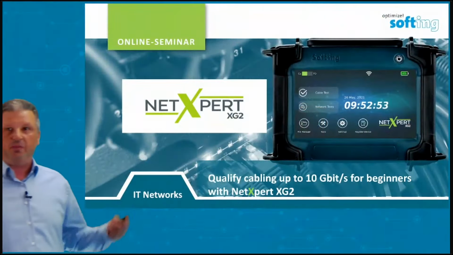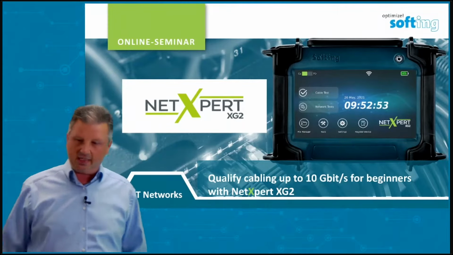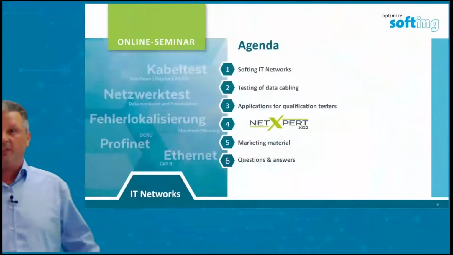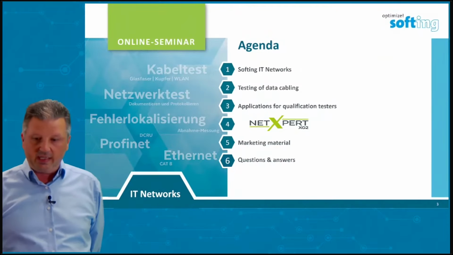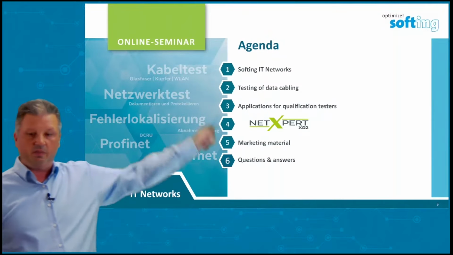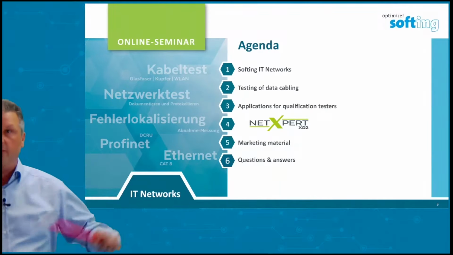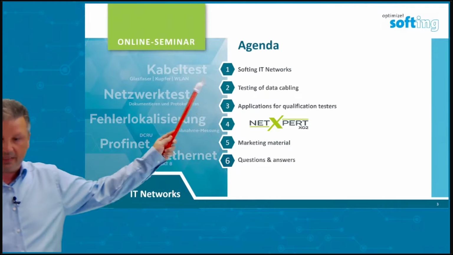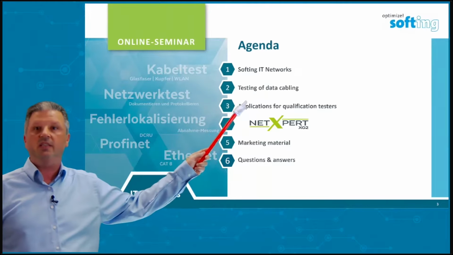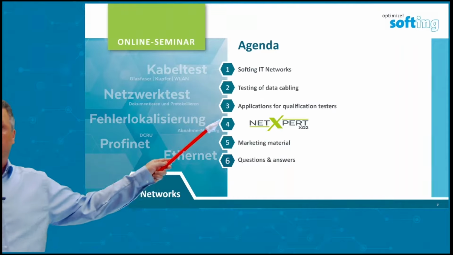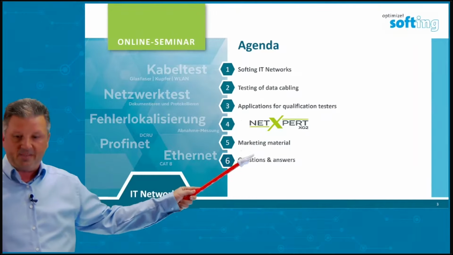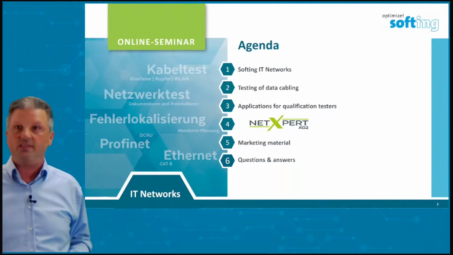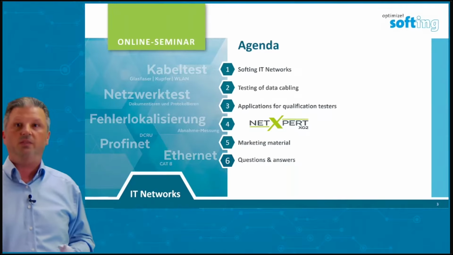So welcome to the presentation now. It's really up to 10 gigabit for beginners. The agenda for today, as you see listed behind: where is Softing IT Networks, then testing of data cablings, applications for qualifying testers, our device NetXpert itself. Then we have a lot of material in the handout, and some questions are also possible at the end.